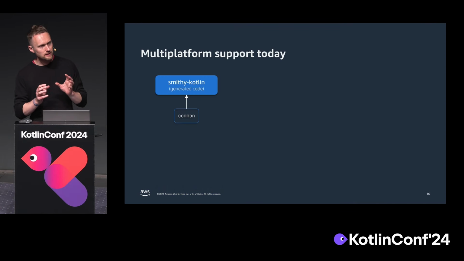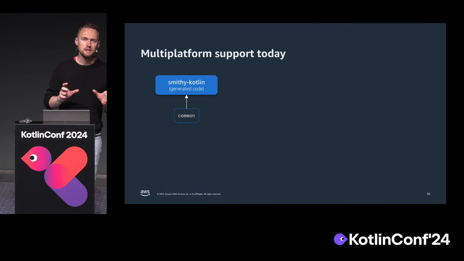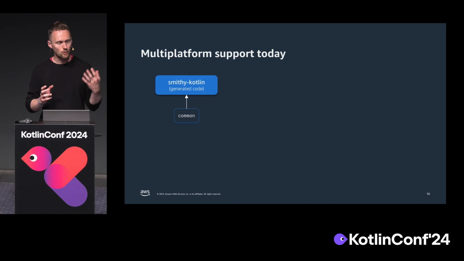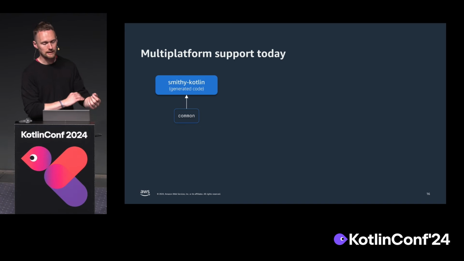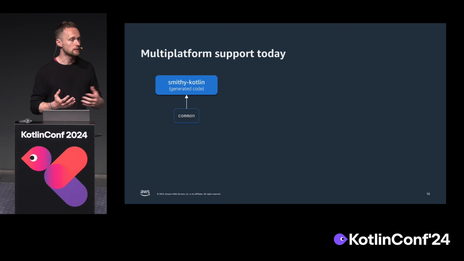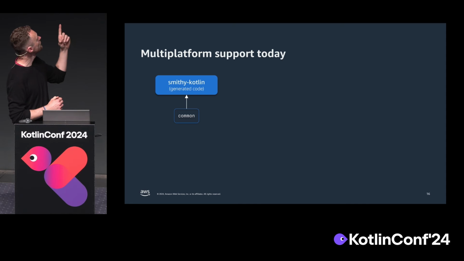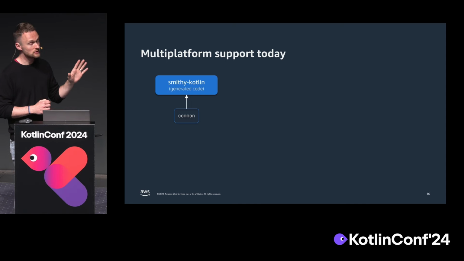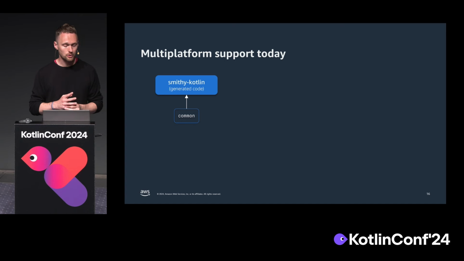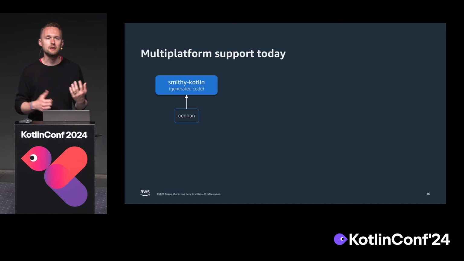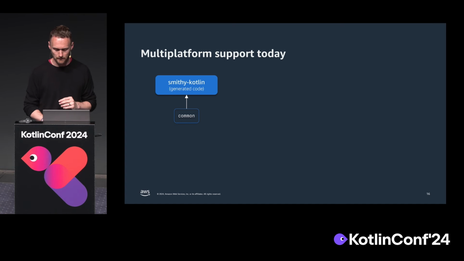So Smithy Kotlin's code base consists of two main parts. One is the generated code that we were browsing in Aaron's part of the demo, and it's unique for every model. It's custom, generated each time, and it varies from model to model. But the important thing is that it's generated into the common source set using only pure Kotlin code and no particular JVM APIs or anything like that.